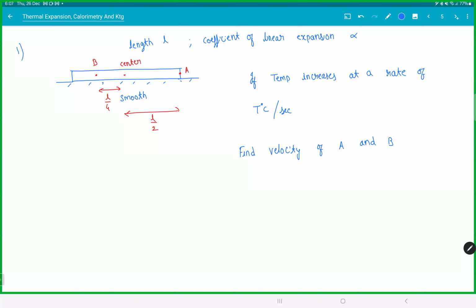In case you thought mechanics is over, yeah, it is never over. Mechanics will keep haunting you.